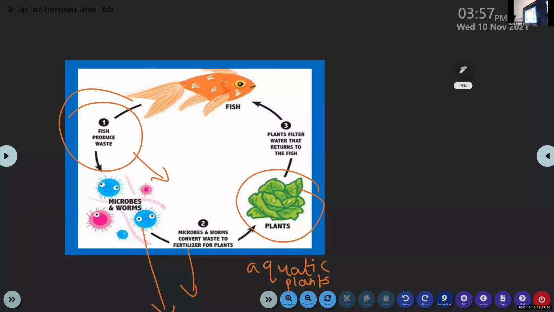Okay. So microswarms, like earthworms, turn the waste material into manure, and that will be absorbed by the plants. Then what do plants do? What is the work of green plants? Purification of water. They take the carbon dioxide and water, and produce oxygen. They absorb the carbon dioxide from all the waste material and then they release the oxygen.